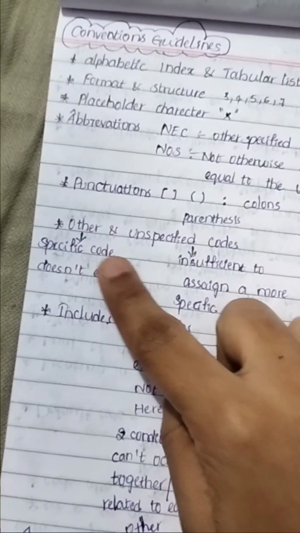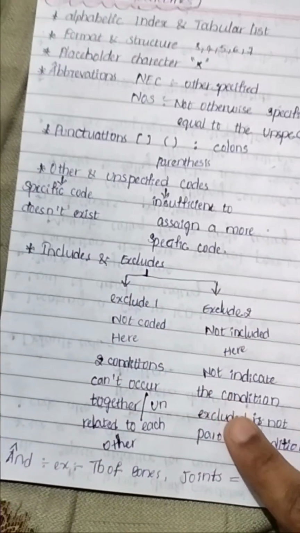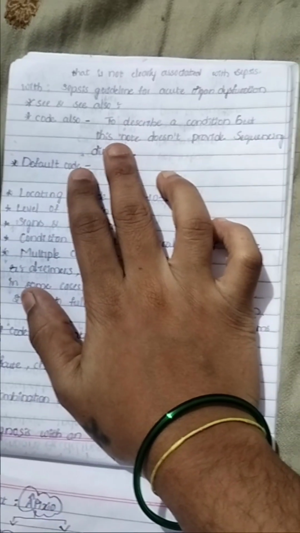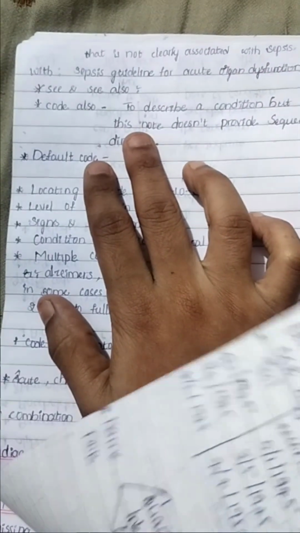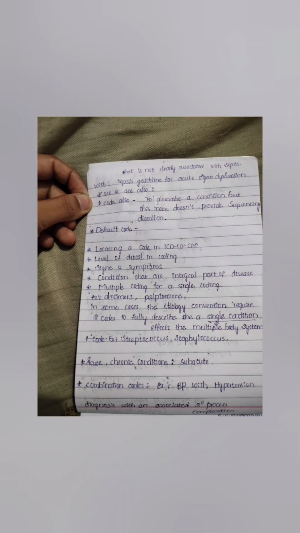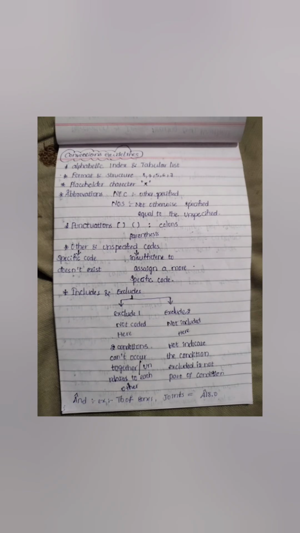For example, streptococcus. Here I'll show one code, that is metastatic bone marrow cancer. For this metastatic bone marrow cancer, we can code C79.52 and C80.1. This comes under multiple coding for a single condition. We all know about acute and chronic conditions, and some combination codes also, which are similar to multiple codings.